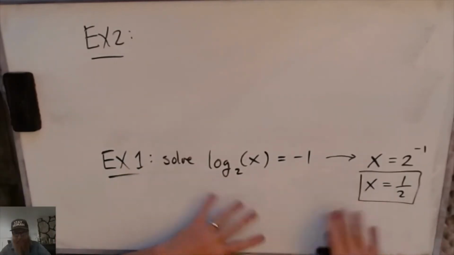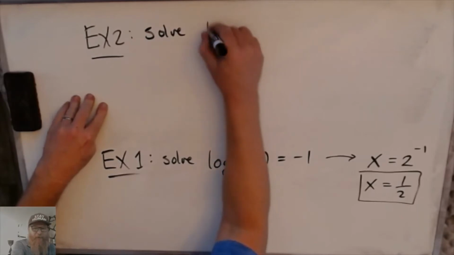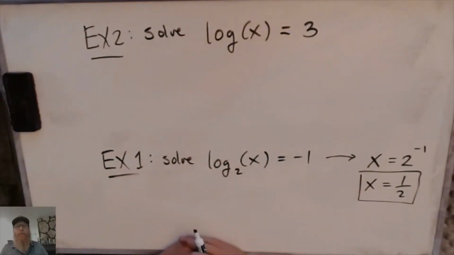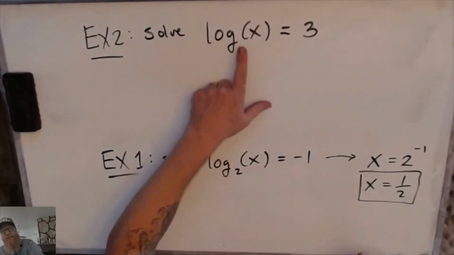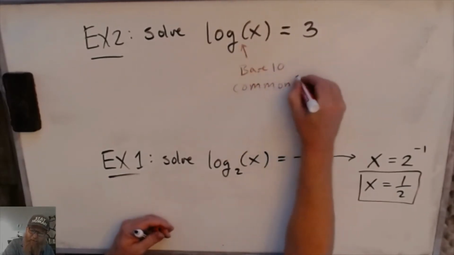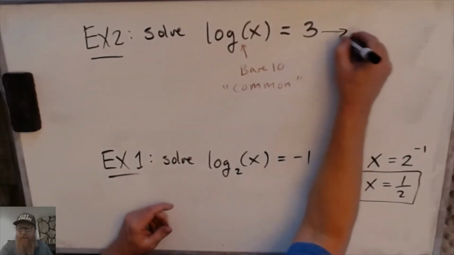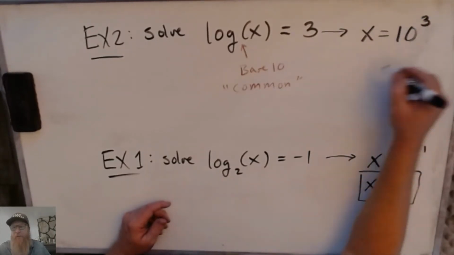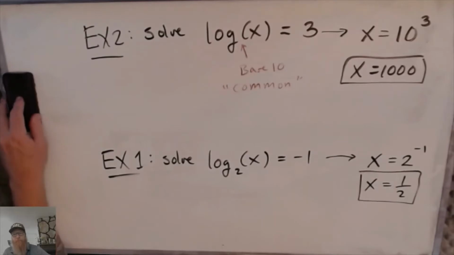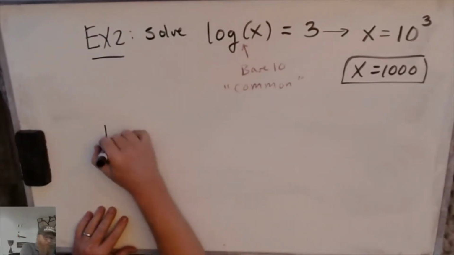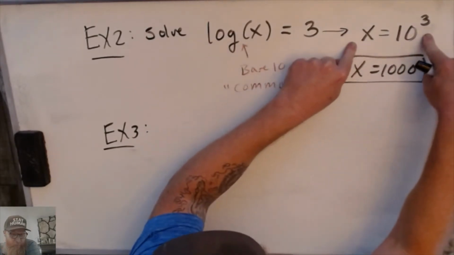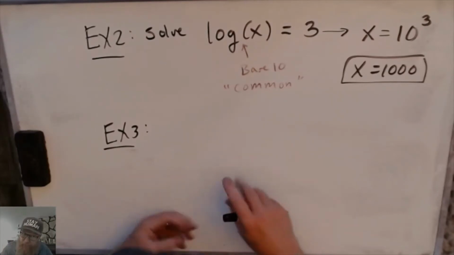Let's do a few easy ones to kind of get the idea going. How about log of x is 3? If you don't see a base, base 10 is implied. That's what we call the common base. So you're going to say x is equal to 10 to the 3rd power, or x is equal to 1,000. So notice, to solve a logarithm, you use an exponential. Just like in part 1 of this video, to solve an exponential, you use a logarithm.